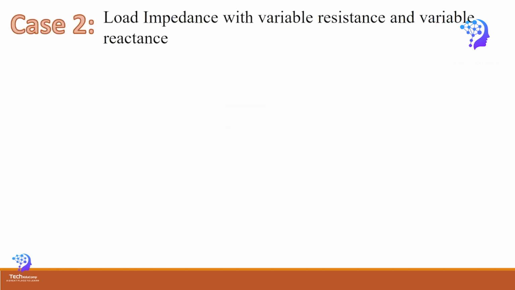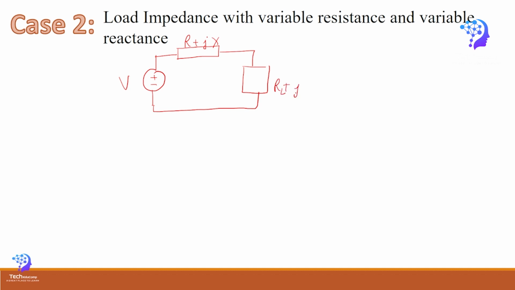So next, move on to the second case, when I have a load impedance with a variable resistance and variable reactance. So in this I have a circuit, suppose I have this V, and I have a reactance R plus jX, and this is at the load, R plus RL plus jXL. Okay, this is my circuit.